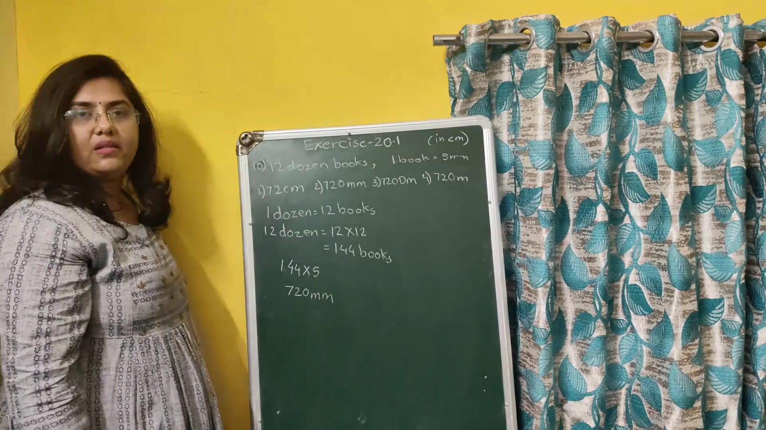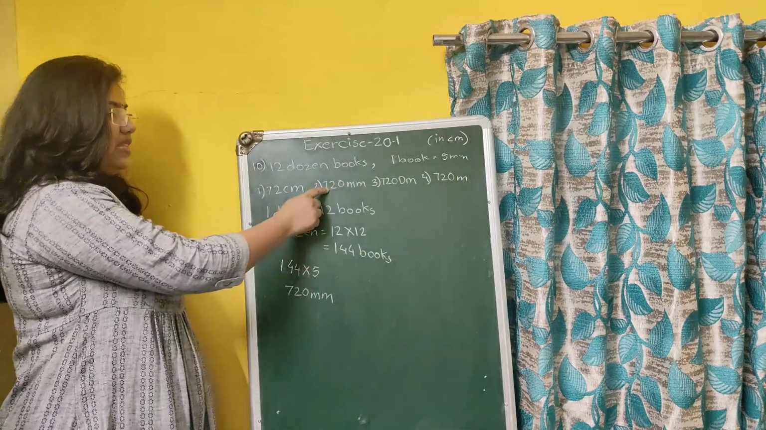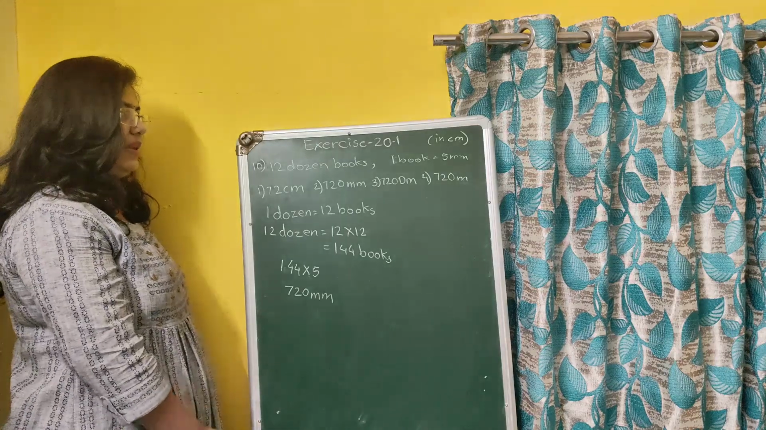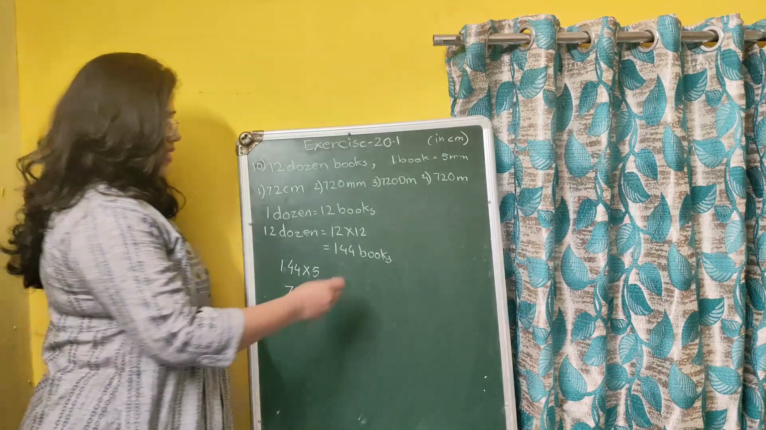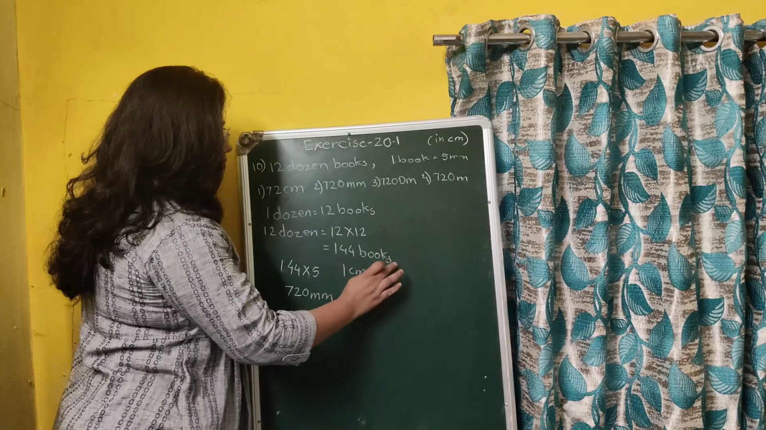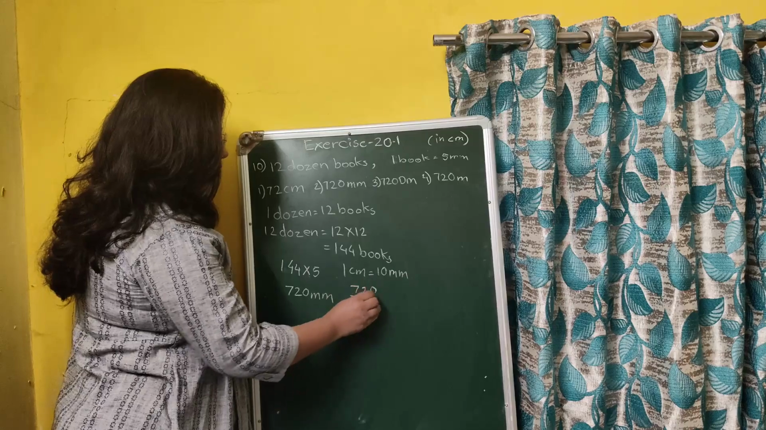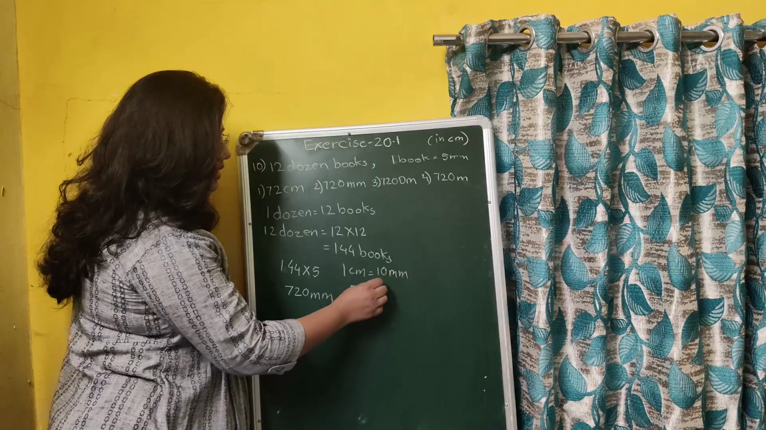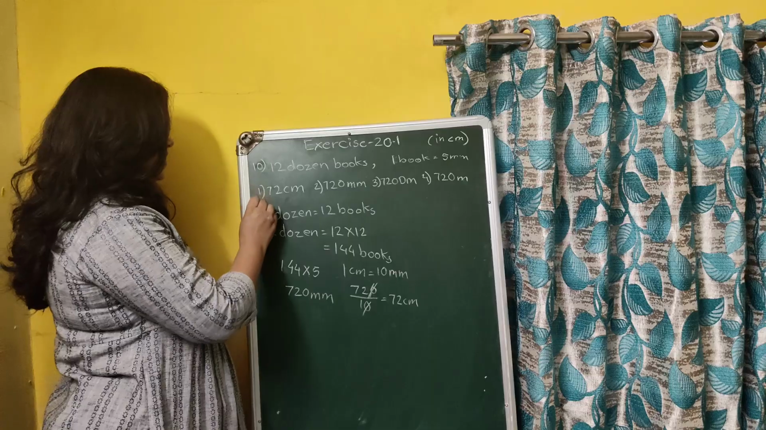720 millimeter ऑप्शन में है, लेकिन they have said they want answer in centimeters. So will this answer work? No. So what we can do is convert this 720 millimeters into centimeters. So how can we do it? Please tell me. 1 centimeter is equal to 10 millimeters. So 720 को 10 से divide करना है. 0 and 0 gets cancelled. Our answer is 72 centimeters. Is it there in the options? Yes, it is option first.